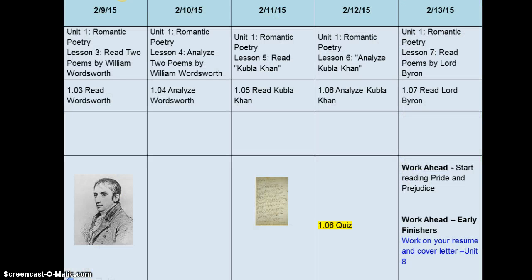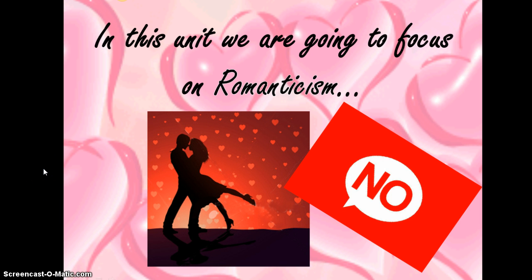Okay, so let's first look at the calendar for the week. This week you're going to be starting with lesson 3. You should have done lessons 1 and 2 last week. You're going to be looking at poems by William Wordsworth this week and looking at Kubla Khan and Byron and some elements there. Okay, so in this unit, we're focusing on what's called Romanticism.